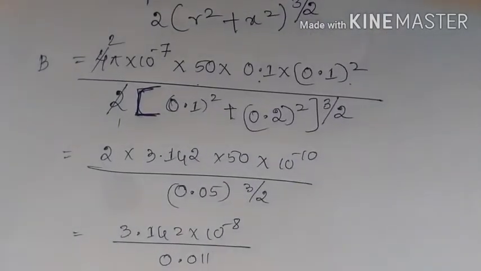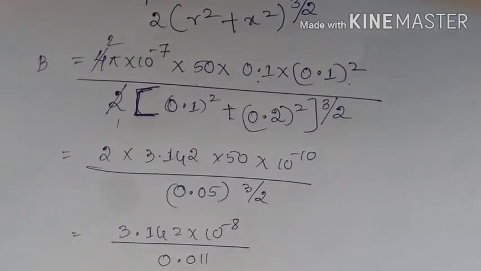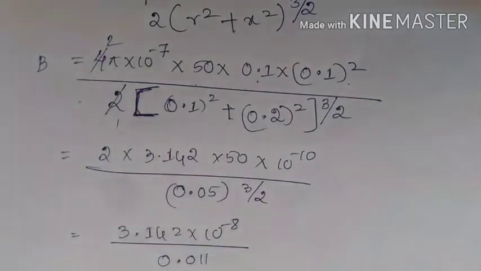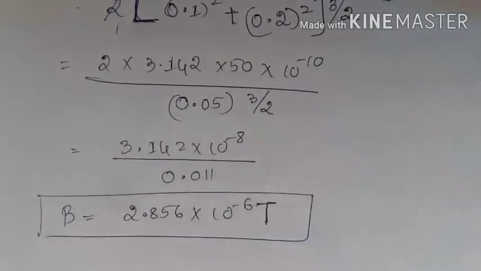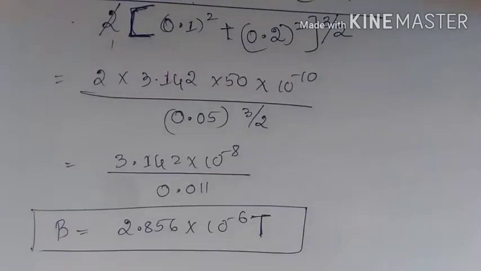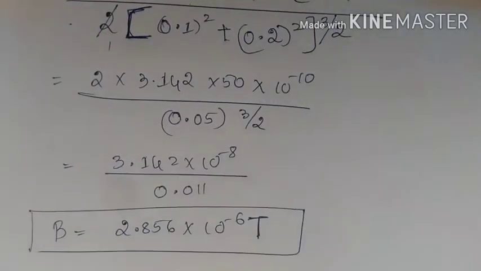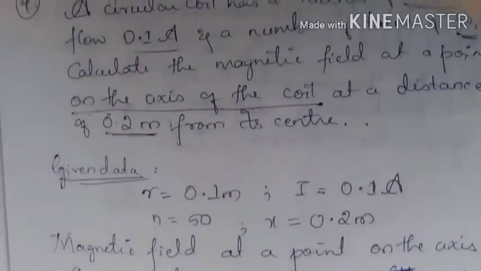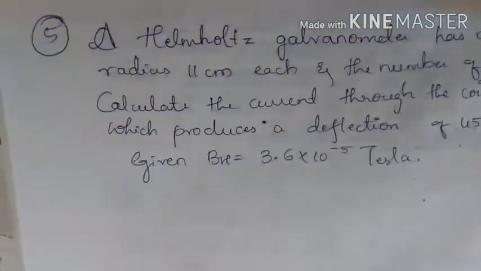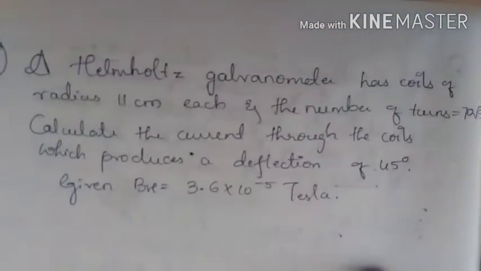So if you substitute all the data which you have got from the question, then you get the value of B as 2.856 into 10 power minus 6 Tesla. So this is the whole solution for question number 4, I guess. Next, let us move to another question.